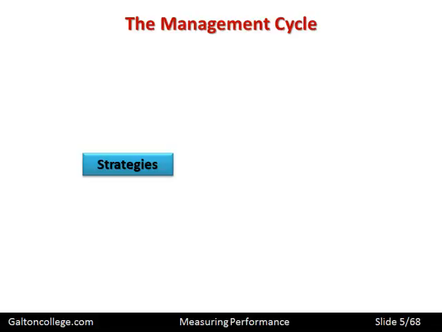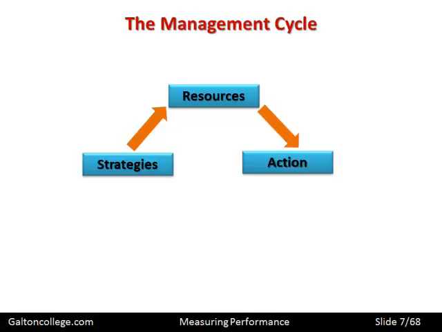So let's start by just looking at the simple management cycle. We have strategies and resources. Strategies need resources in order to enable the strategies to be enacted and played out. The resources lead, of course, to actions. The resources have to be acted upon, perhaps processed into a product or into a selling activity or a marketing activity or a HR activity, whatever it is. But resources are committed and then action follows.